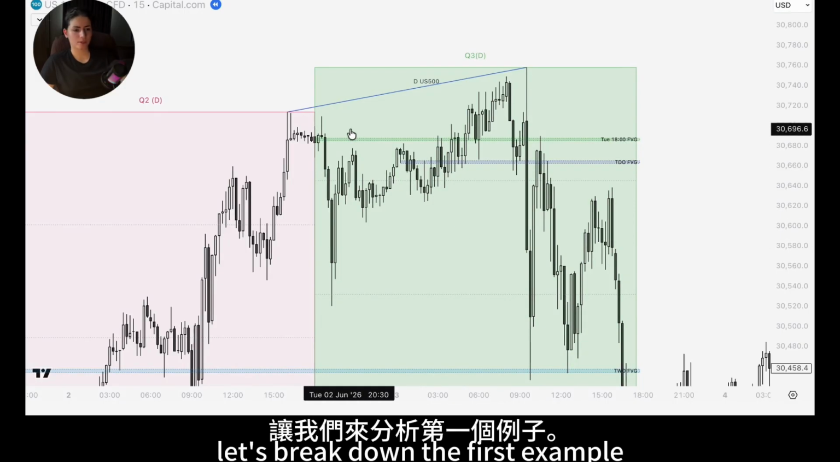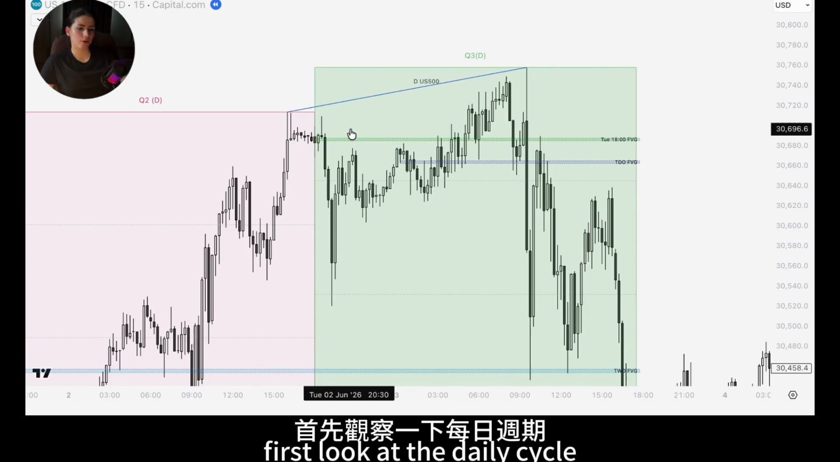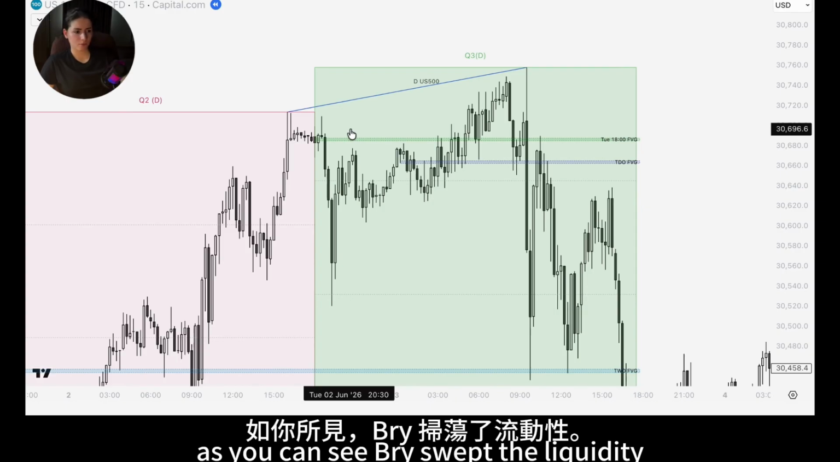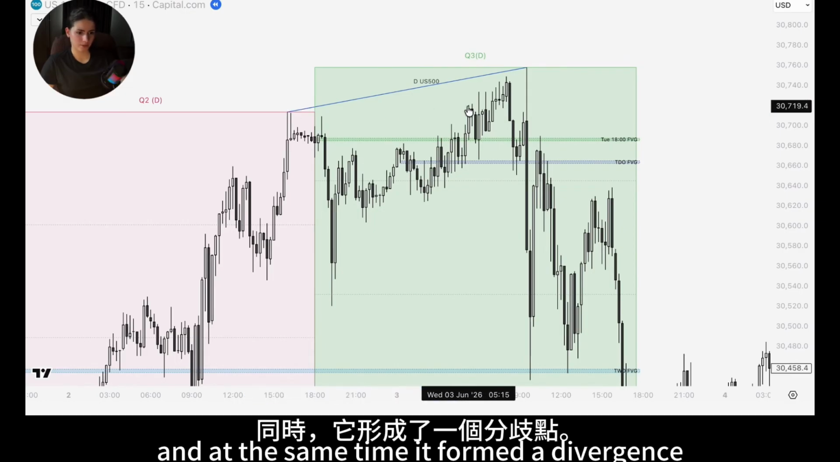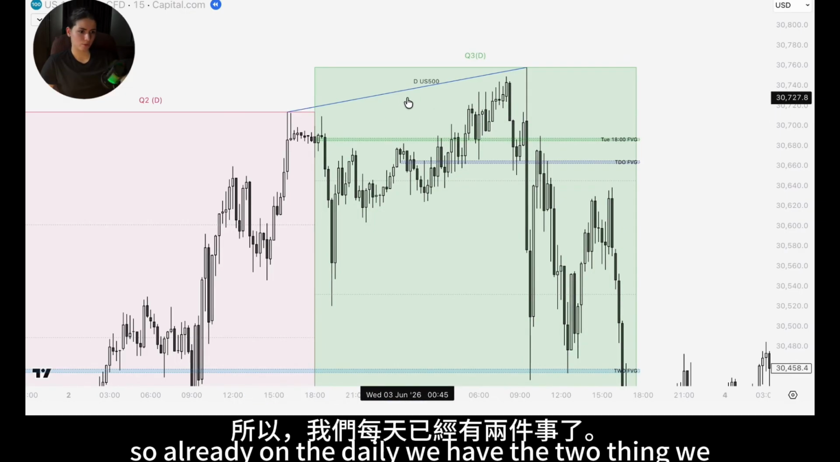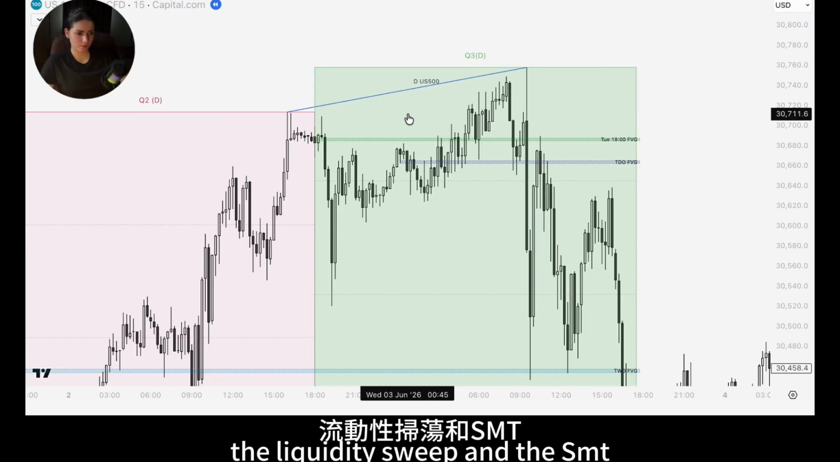Let's break down the first example. First, look at the daily cycle. As you can see, price swept the liquidity, the previous high, and at the same time it formed a divergence. So already on the daily we have the two things we want, the liquidity sweep and the SMT.